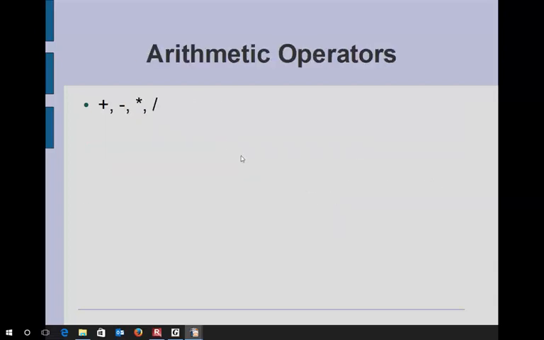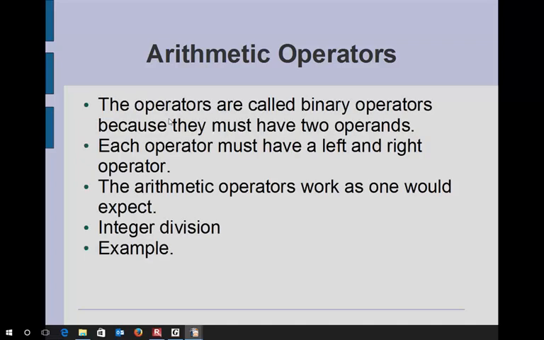Okay, so let's talk about some of the arithmetic operators. There are four of them. Plus sign is addition, minus is subtraction. It's really important that you don't put an x, but you put an asterisk for multiplication, and then the slash is division. Now all our operators are binary operators, so that means they need two operands.